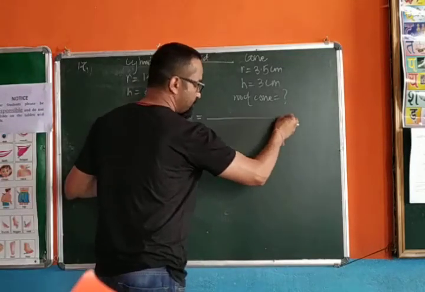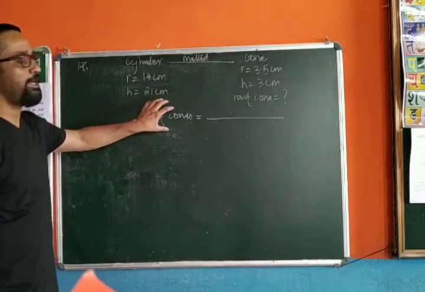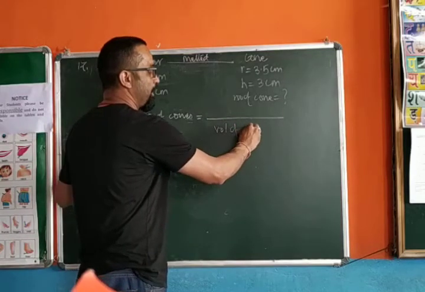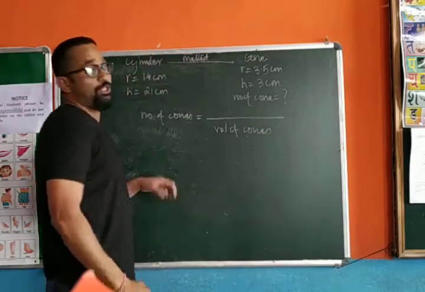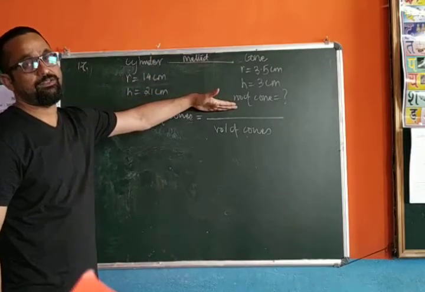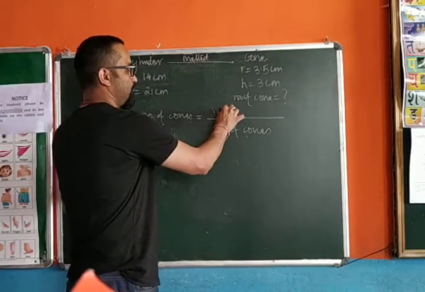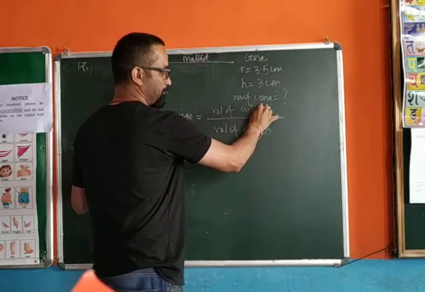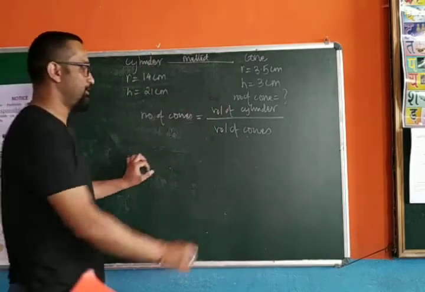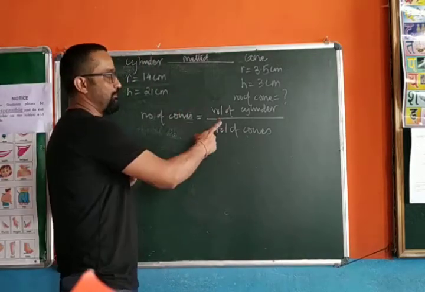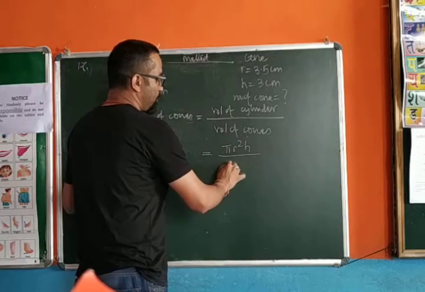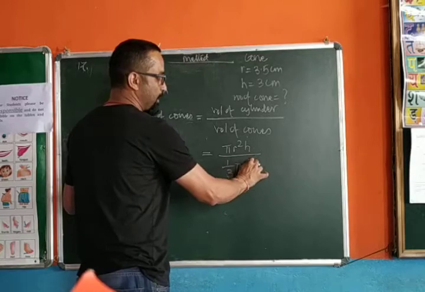Follow this simple step. Since we are finding the number of cones, we write the volume of the cone as the denominator, and the solid which is melting, keep it at the numerator, the volume of the cylinder. Once you write this statement correctly, substitute the formula: the volume of the cylinder is pi r squared into height, over 1/3 pi r squared into height.